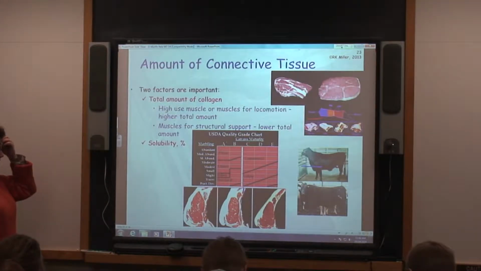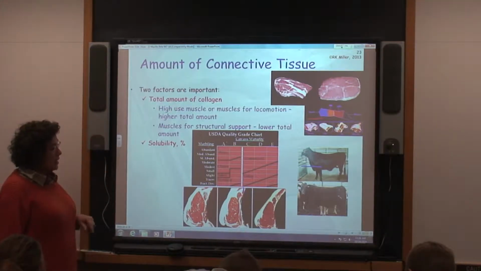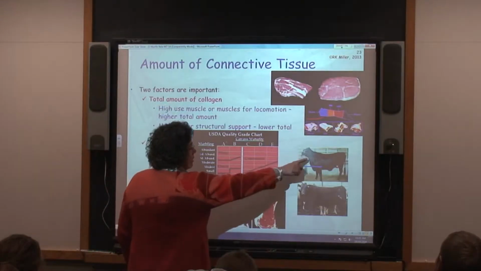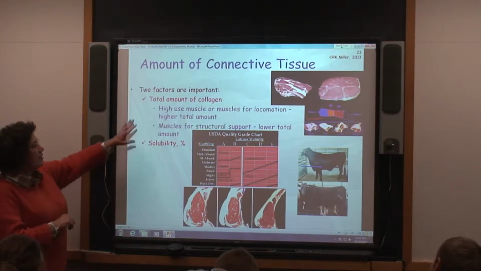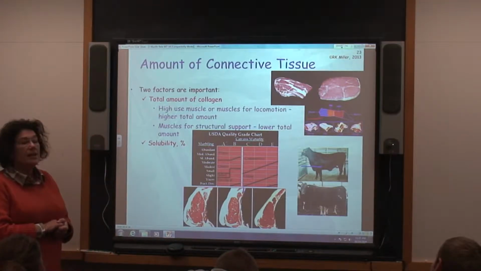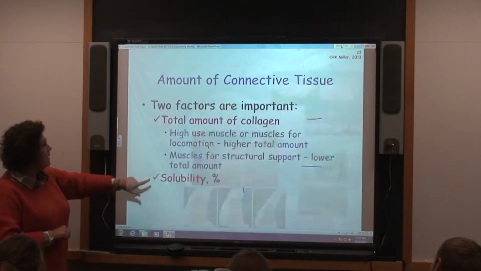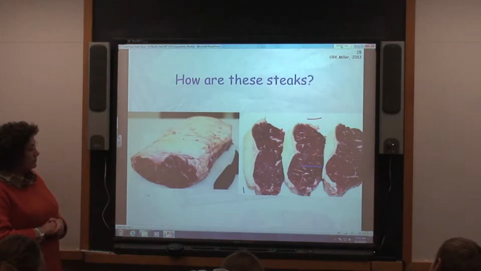So connective tissue: it's the total amount of connective tissue and the percent solubility. Those A, B, C, D, and E maturity groups are there because older animals have more connective tissue, but mainly because the connective tissue that's there is less soluble. Right? We've talked a lot about that. And so, amount and solubility.